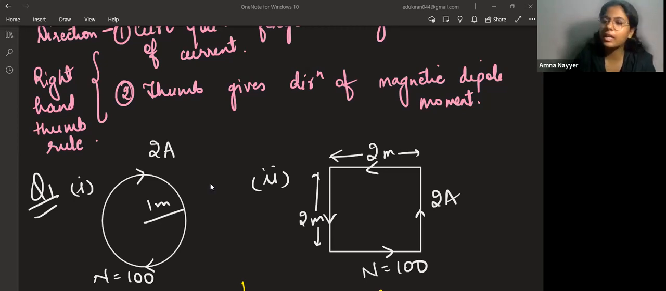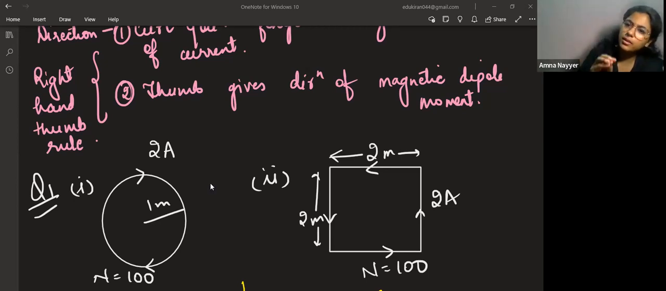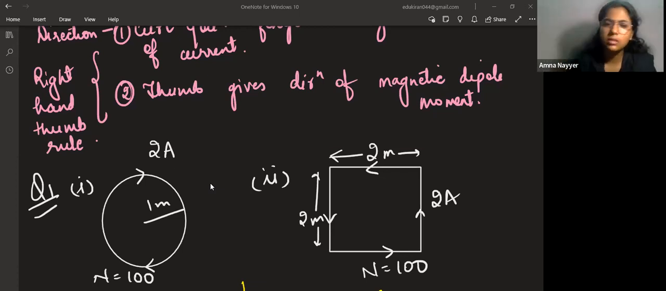See, for the first figure, I'm again repeating. Whatever is the direction of current, just curl your fingers along the sense of current. For example, in the first figure, you use your right hand. The current was moving clockwise, so I also curled my fingers clockwise, right? When I curled my fingers clockwise, thumb pointed inwards. So I could conclude that the magnetic field is inwards, and hence whatever is the direction of magnetic field is the direction of magnetic moment.